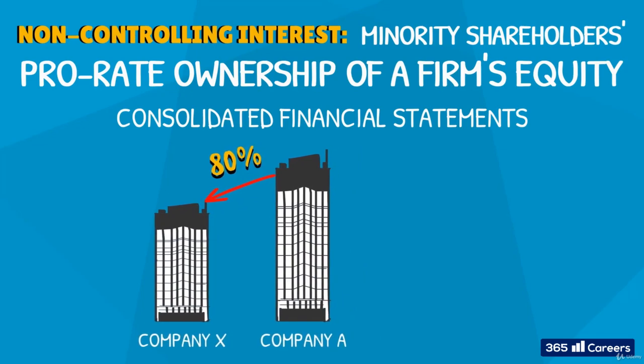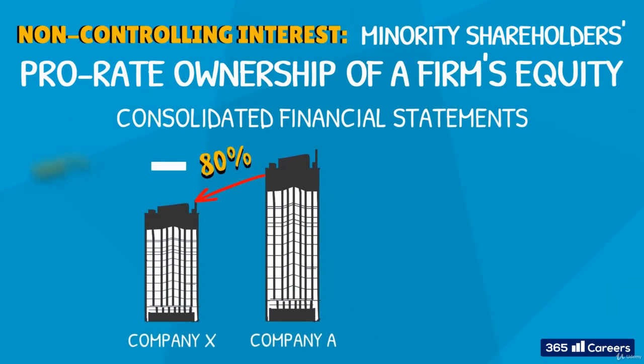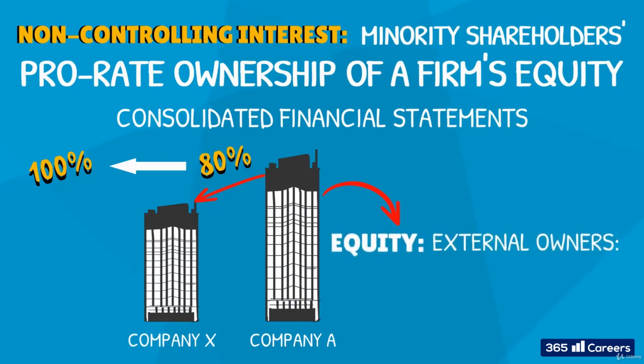The way things work out in practice is that Company A will show the entire amount of Company X's assets and liabilities, and then will also report in its equity that external owners have a 20% stake in Company X. This is how Company A's consolidated balance sheet balances.